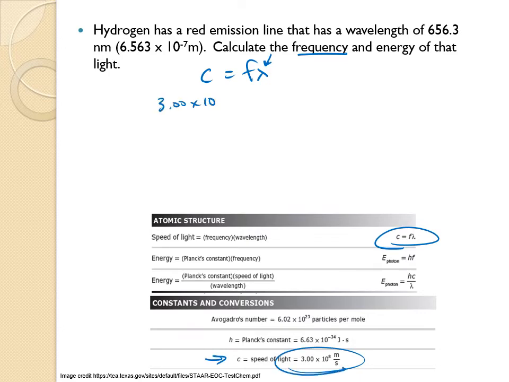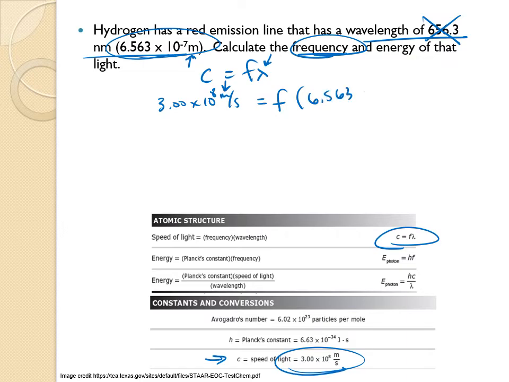3.00 times 10 to the 8th meters per second. I'm going to set that equal to frequency. Frequency is that I don't know yet. Frequency times wavelength. Wavelength is here. Since my speed of light is in meters, I need my wavelength to also be in meters. So I'm going to plug in this version, not this version. So in meters, 6.563 times 10 to the minus 7 meters.